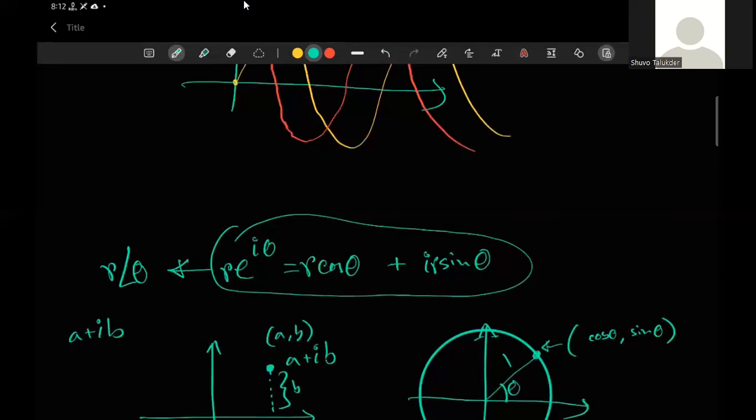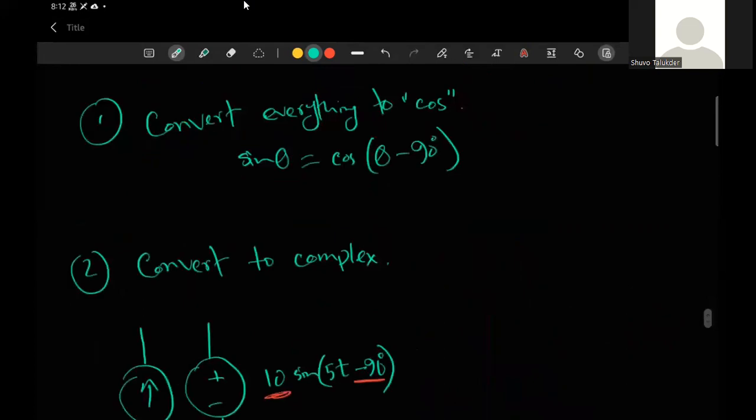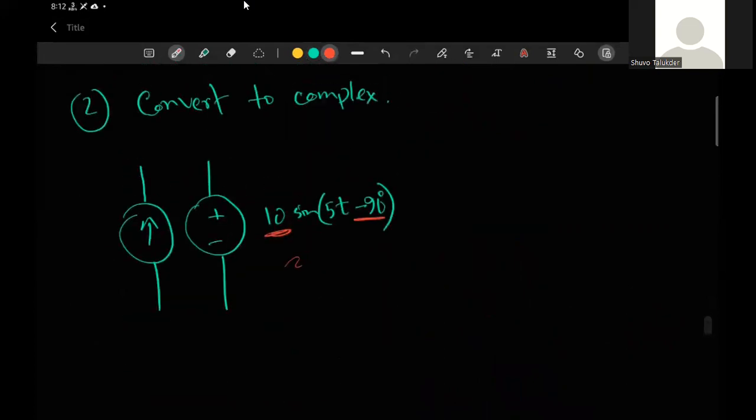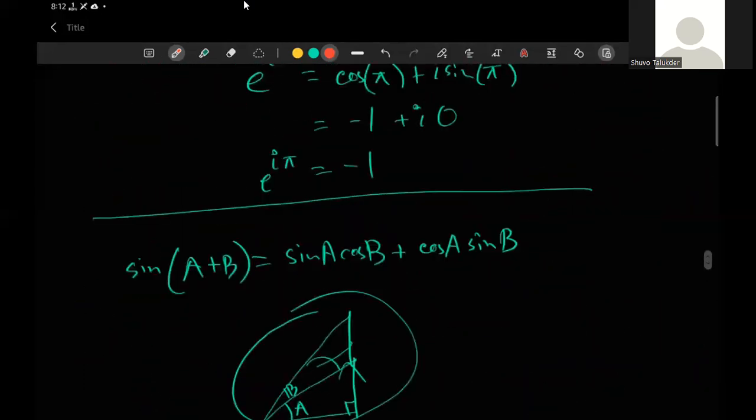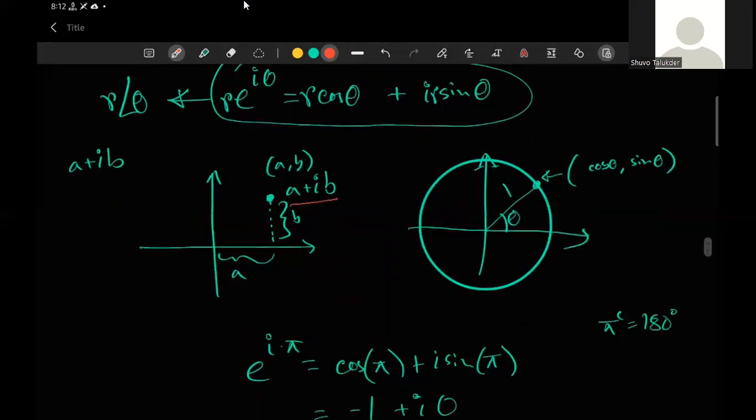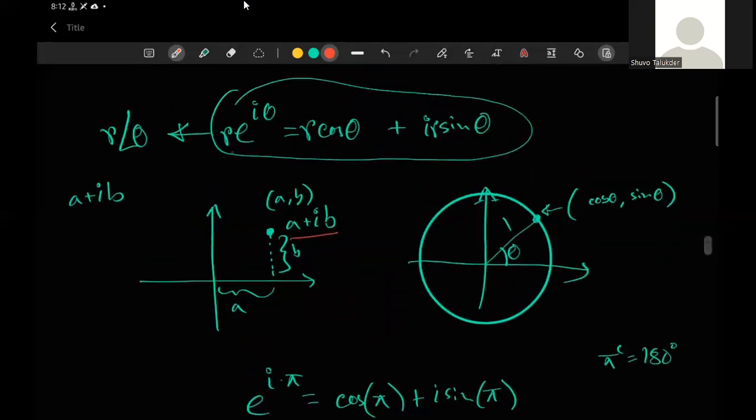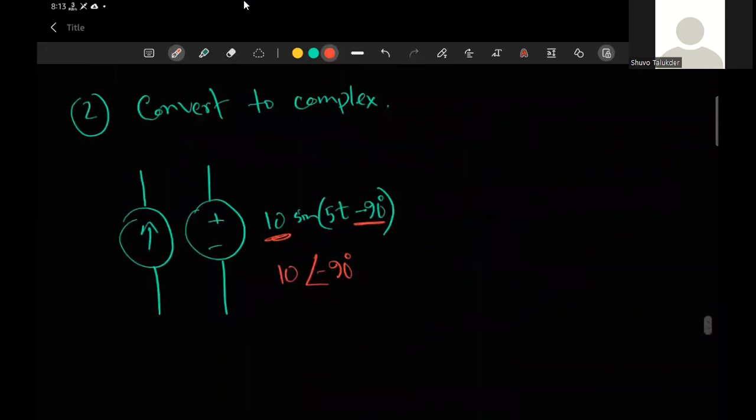Because you don't need to write the e, i, etc. This will be common for everything else. So we just use r angle theta to denote that. For example, here all we will write is 10 angle minus 90 degrees. This is a complex number. You can represent a complex number in a plus ib format, or you can write it in this format, and we are just creating a shorthand for this format: r angle theta. That is what electrical engineers usually use.